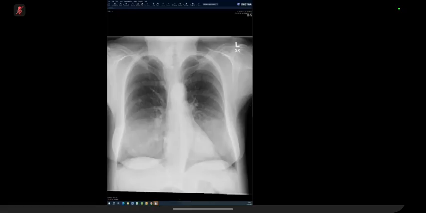Presenting history? Yeah, weight loss. Okay. So given that the patient presented with weight loss, the right middle zone nodule or lung mass is concerning for a malignancy. What's the difference between a mass and a nodule? The nodule is smaller than a mass. So how small is a nodule? What's the cutoff? Is a mass more than 3 centimeters? Yeah, 3 centimeters. So is this a mass or a nodule? Sorry, this would be a nodule.